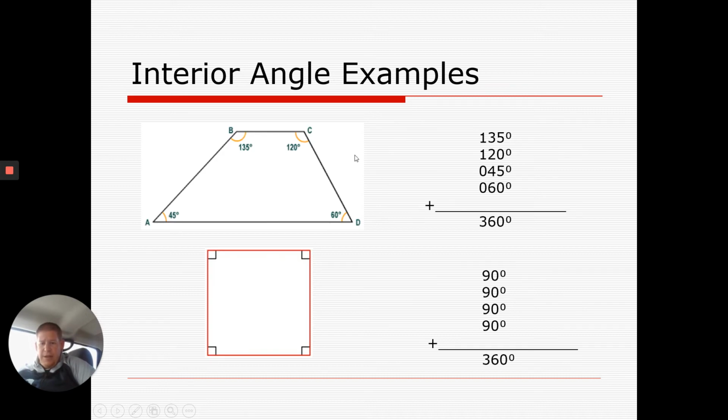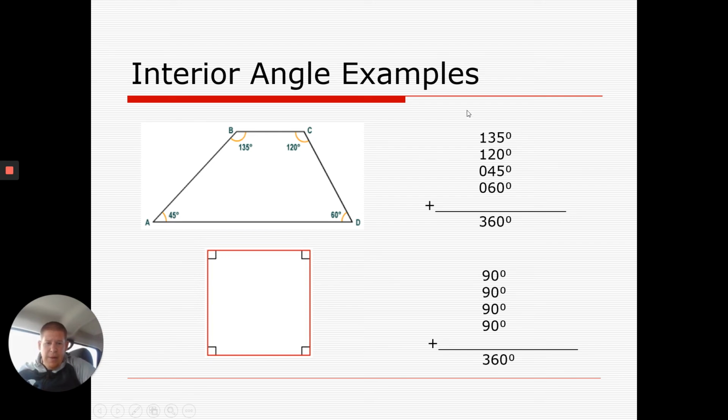So here, this first example, I have a trapezoid. You can see that I have 4 points or 4 vertices, A, B, C, and D, and each of those points where the 2 lines come together, it forms an angle. So angle A is 45 degrees, angle B is 135 degrees, angle C is 120, and angle D is 60. So I see two acute angles, A and D, and I see two obtuse angles, B and C.